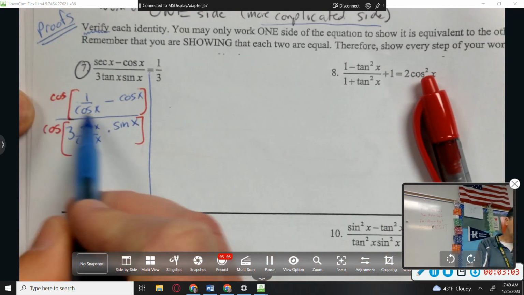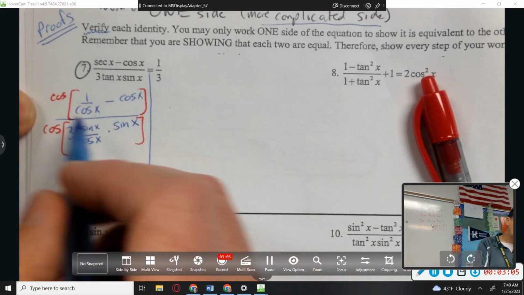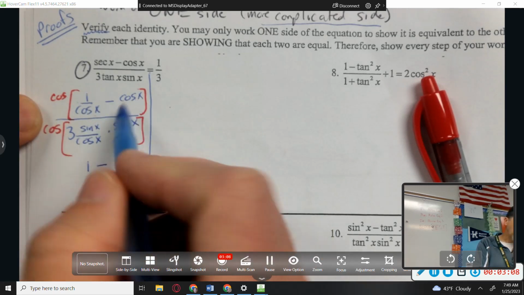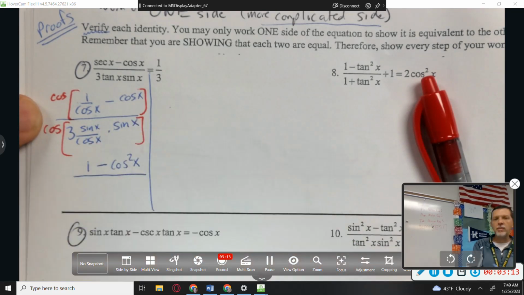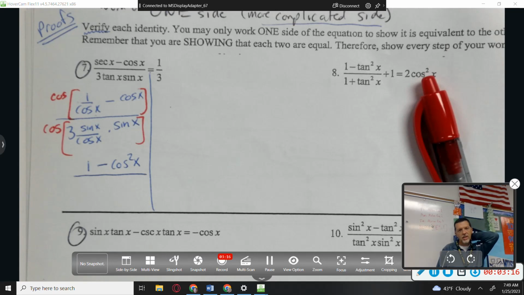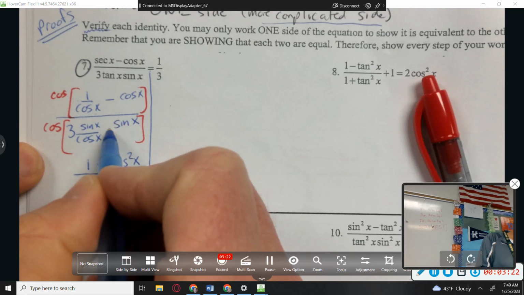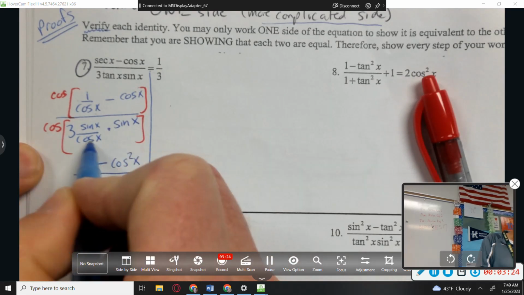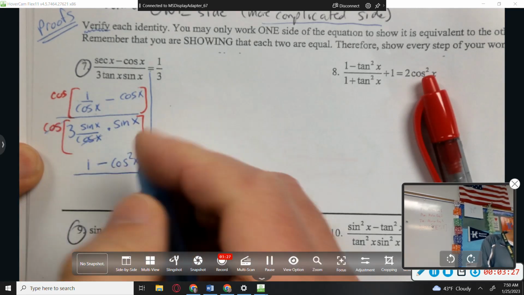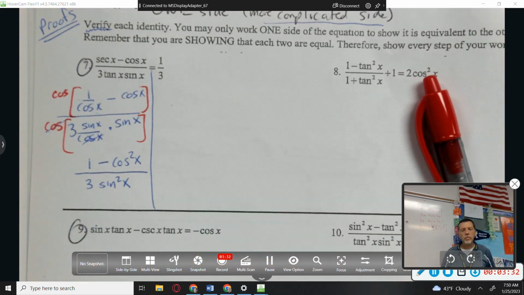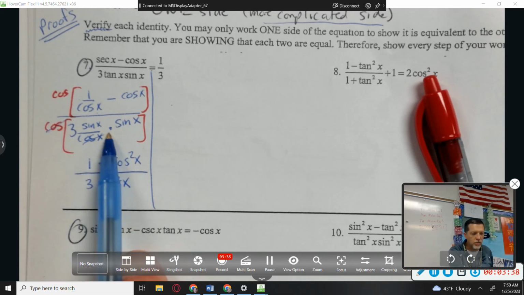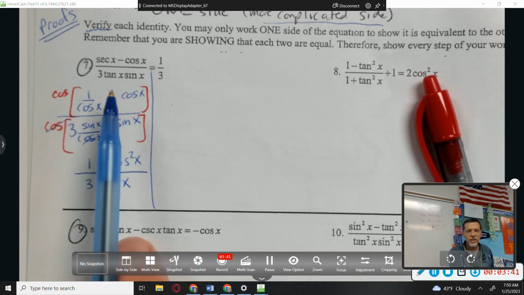So on this first term, the cosines cancel. On the second term, I get cosine squared. But that's okay. That might mean a Pythagorean identity is coming. In the bottom, it's not add or subtract, so that cosine is going to cancel with the cosine, and that leaves me with 3 sine squared of x. Because you're not going to distribute across multiplication. You distribute across addition or subtraction.